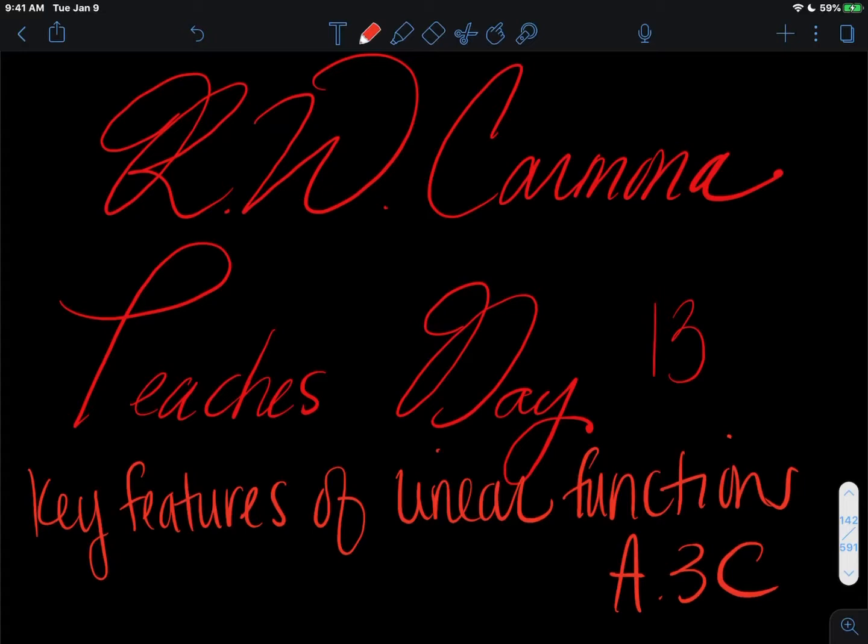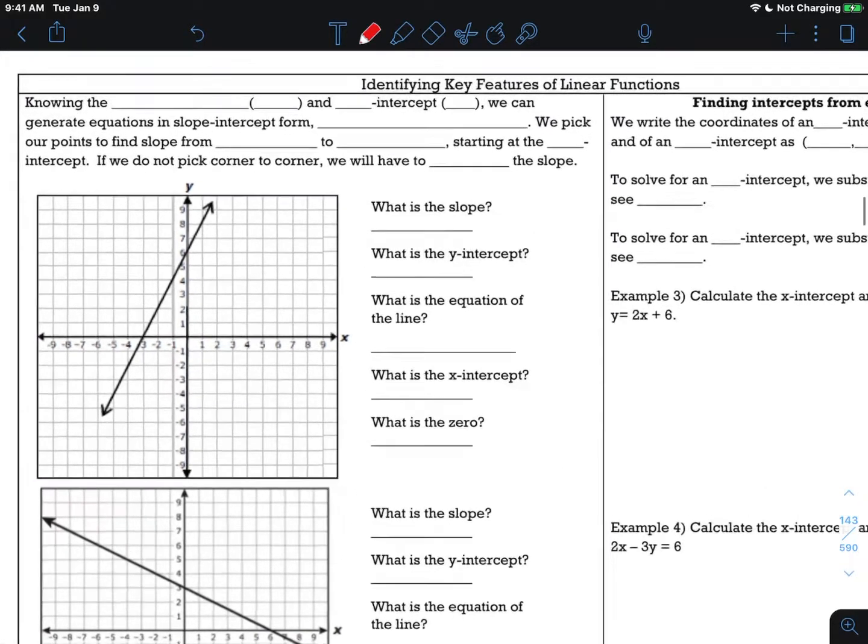Algebra 1, Day 13. Today we're going to be talking about key features of linear functions. So what exactly does that mean? Well, that means we're just going to identify what are the features of a line. What things can we use to identify it, to talk about it, things that can be modified, things that will tell us a little bit more about what exactly the function means. So let's go ahead and get started.